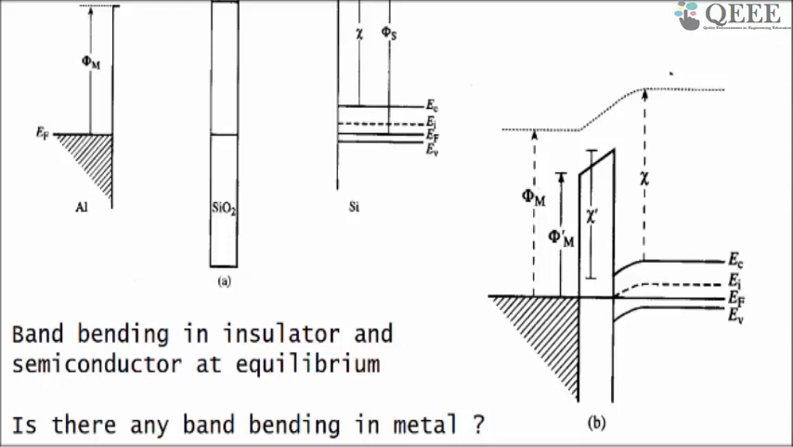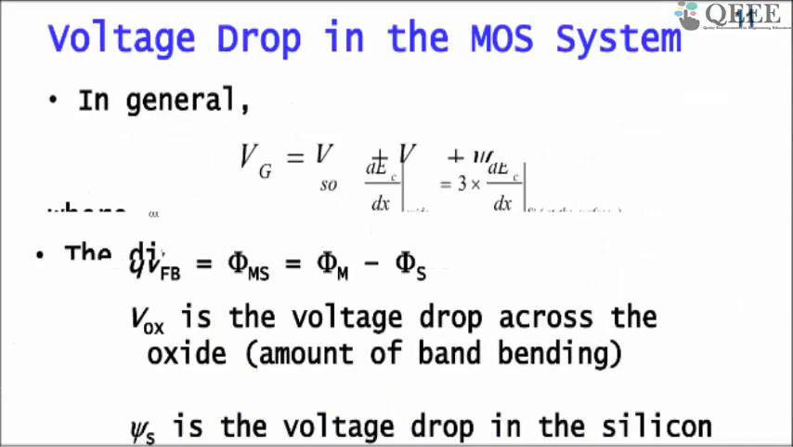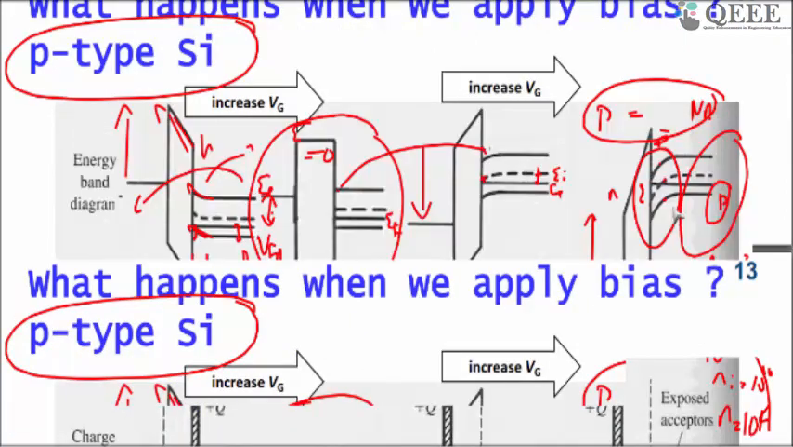You can see in this case, if you look at this one, the Fermi level is continuous here, and similarly even if you go all the way from accumulation to inversion, you can see the Fermi level is drawn flat both in the semiconductor as well as in the metal.